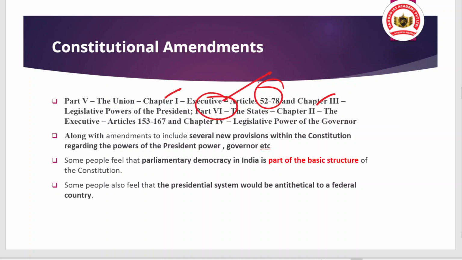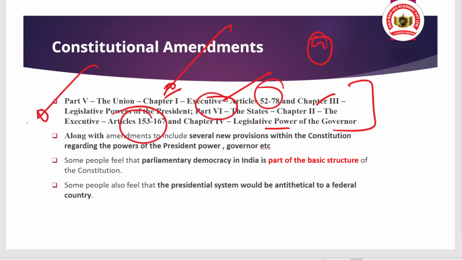Okay, along with the chapters and the articles that have been mentioned here, that is the legislative power of the governor, because currently the governor has not so much power, specifically regarding autonomy. Okay, so that means there is a need to amend all these. Along with, there will be an amendment required to include several new provisions within the constitution regarding the powers of the president, the powers of the governor, that I had talked to you about already. Okay, so that is the issue.